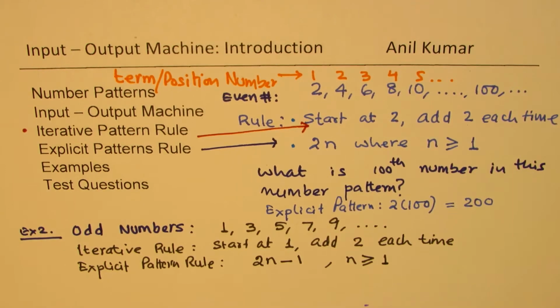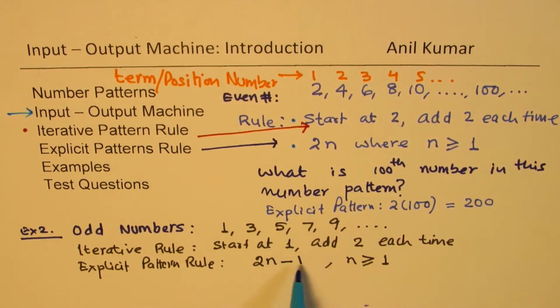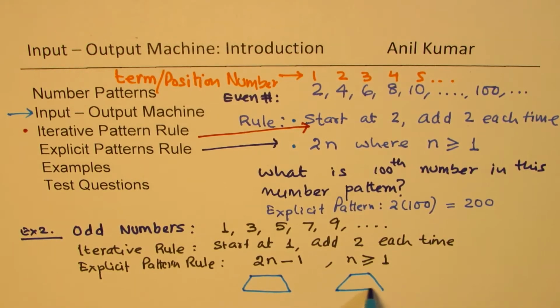Let's see how it works. Okay, so we'll make a table and then see how this works. 2n minus 1. We'll now use our machine, which has this 2n minus 1. What we're trying to do here is that we have two parts. One machine will double the number. The other machine will reduce the number by 1. So we'll do 2 times n and then minus 1.